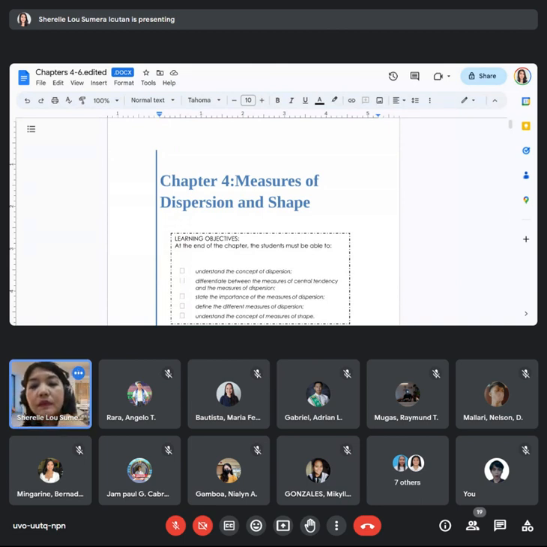Maliwanag yon? Varied, watak-watak, ganon. Pag it's concentrated to the mean, mas compress siya, mas maliit yung dispersion niya. Ngayon, pag pare-pareho sila, exactly the same, the dispersion is zero. You follow? Okay lang? Magsagot kayo pag nasundan nyo. Okay? Yes?